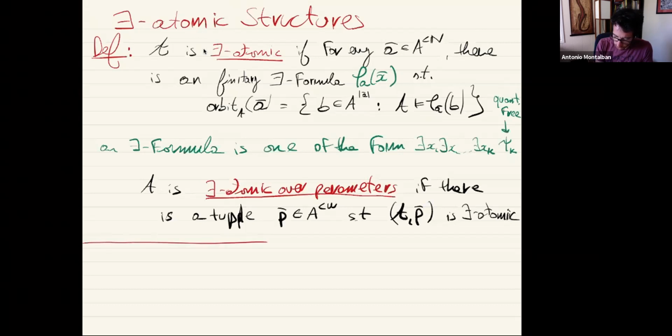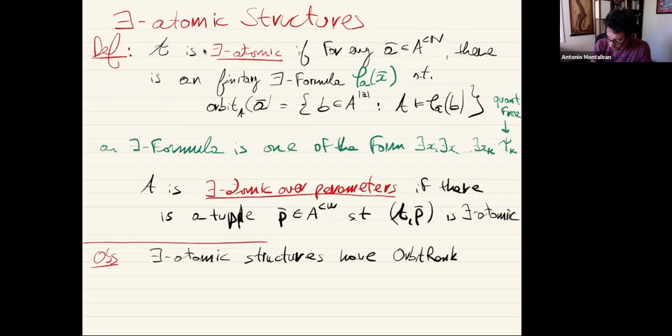Cool. So, observation: existentially atomic structures have orbit rank 1, which is the least possible. I mean, in our definitions, that was the least possible. Let me see what the definition was.